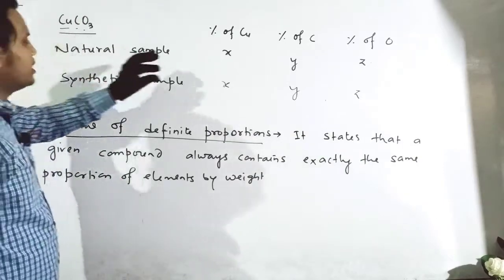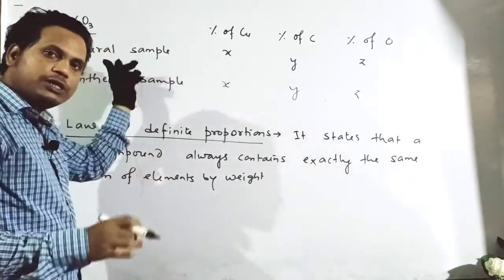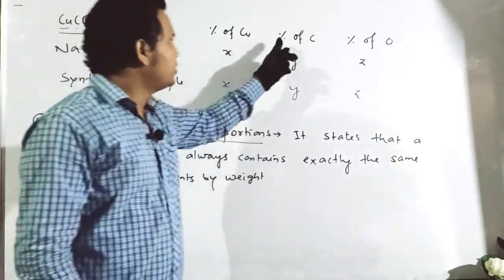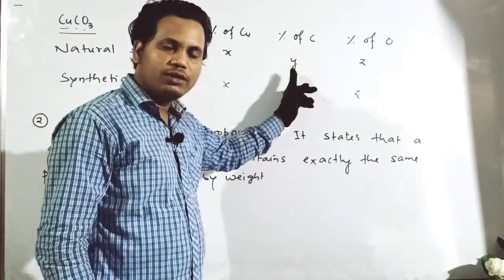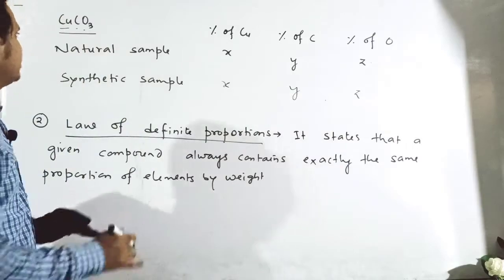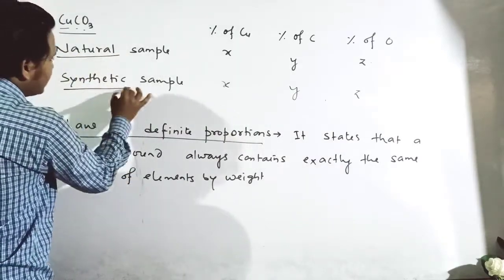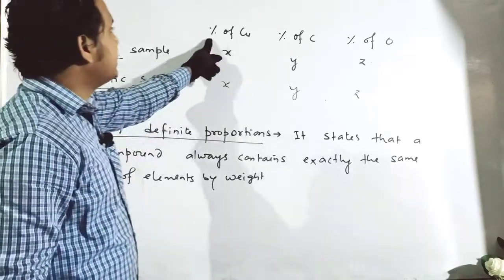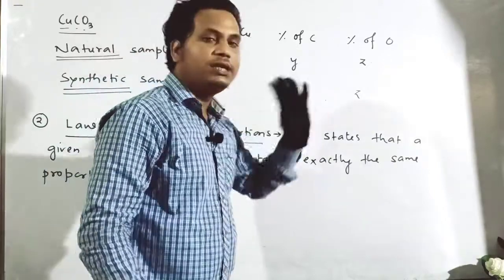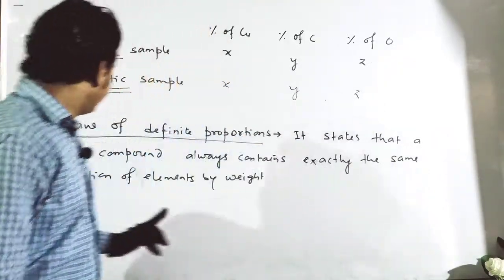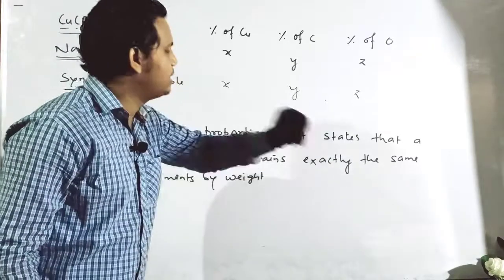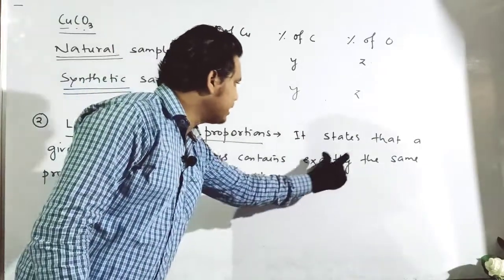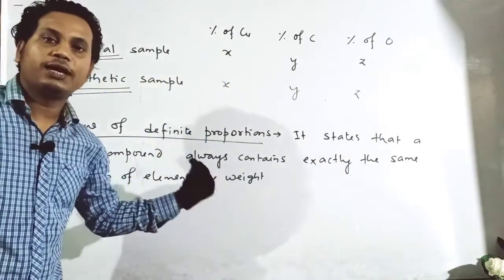Whatever be the percentage of copper in the natural sample, the same percentage will be in the synthetic sample. Whether the compound is naturally occurring or artificially prepared, the percentage of mass of the element will be the same. It states that a given compound always contains exactly the same proportion of elements by mass.